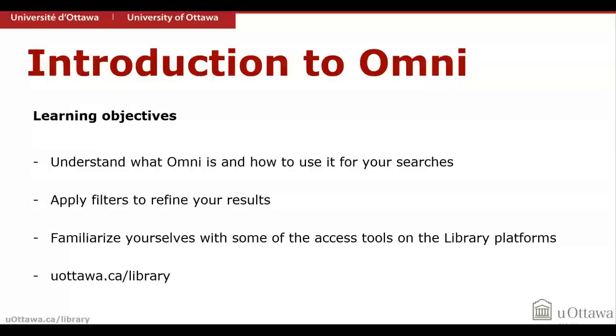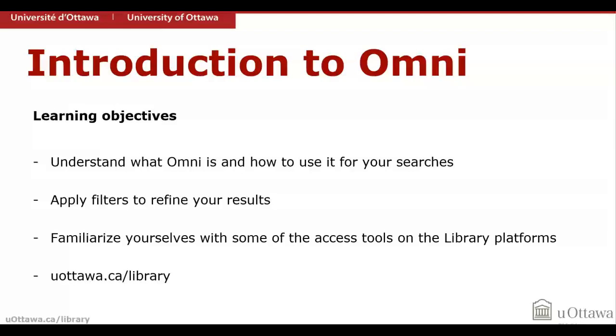But first of all, what is Omni? Omni is the University of Ottawa Library's search tool. Omni allows you to search the University of Ottawa Library print collection, many databases to which we subscribe, the institutional repository. You can use Omni to find books, book chapters, journals, newspaper articles, theses, conference proceedings, images, and much more.